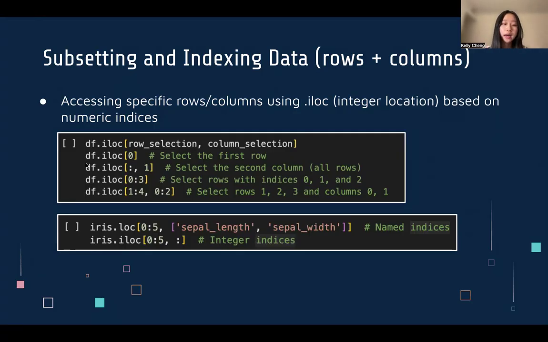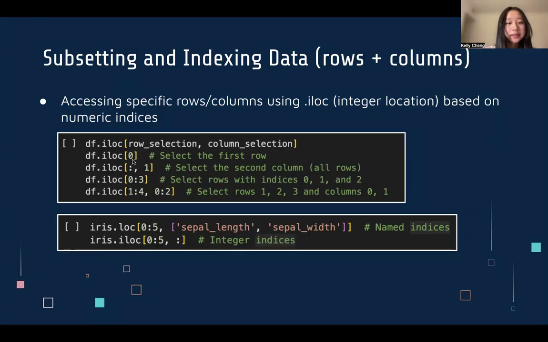So here we have our first example, df.iloc bracket 0. In this case, it will select the first row because it is the first value. And again, remember that Python uses zero-based indexing, so 0 is actually the first row.